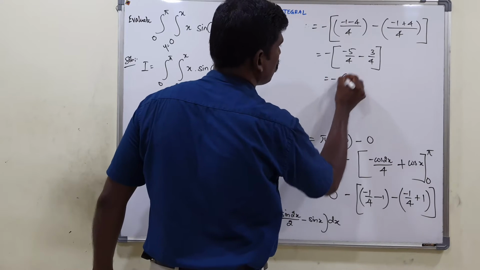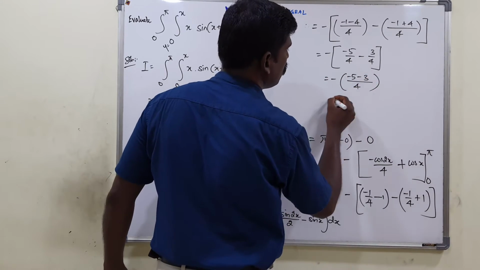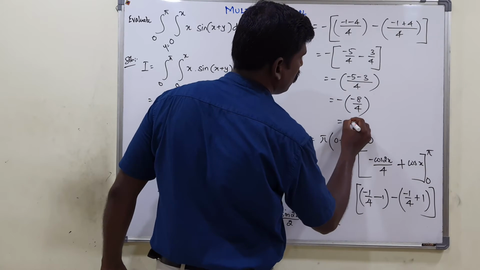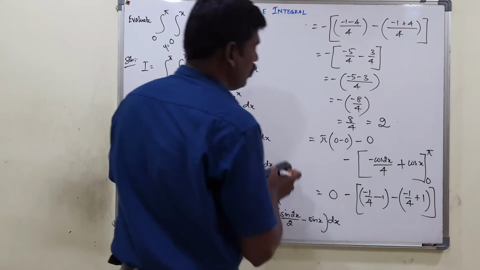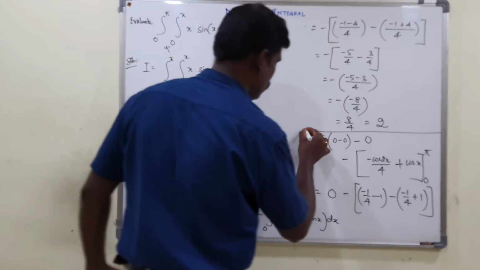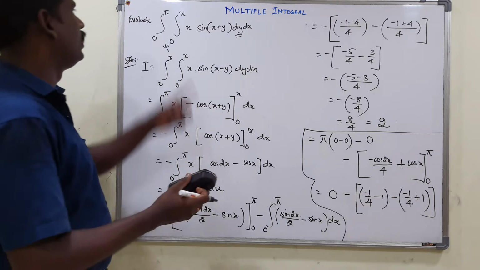That is equal to minus of, taking 4 as LCM, minus 5 minus 3. So minus of minus 8 by 4, that is equal to 8 by 4, that is equal to 2. So 2 is the answer for this integral. That's all.